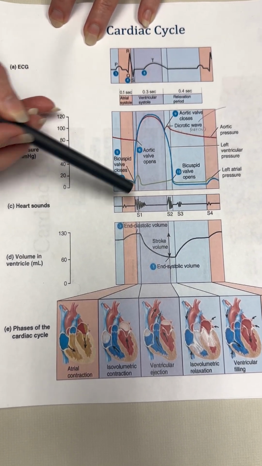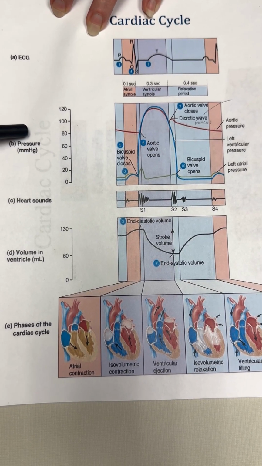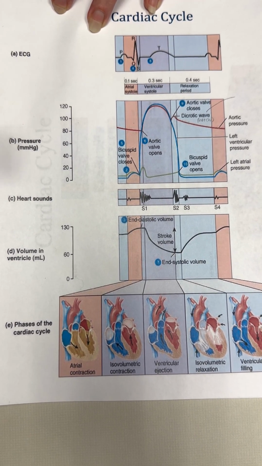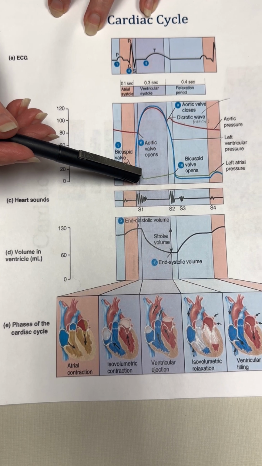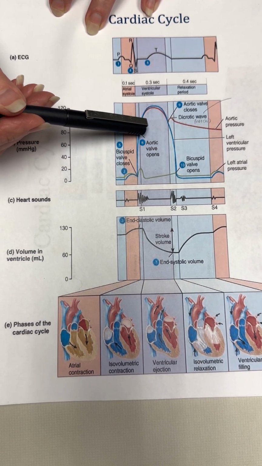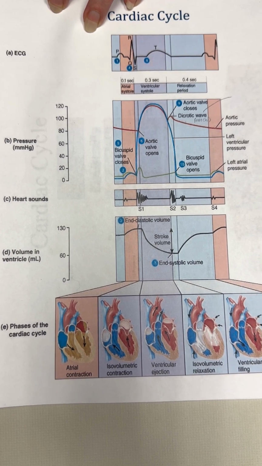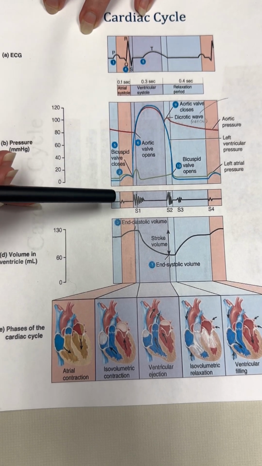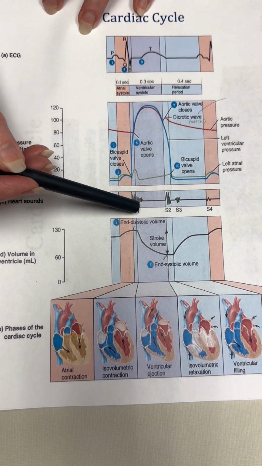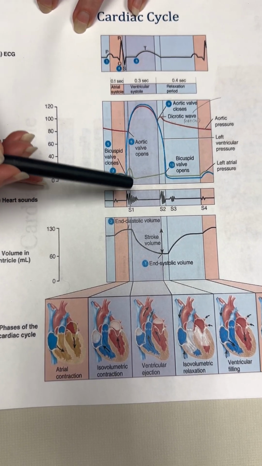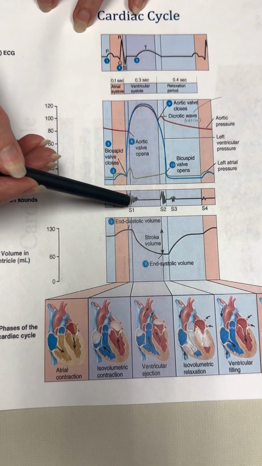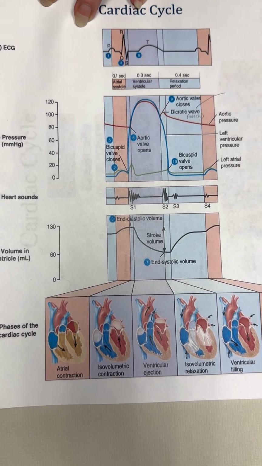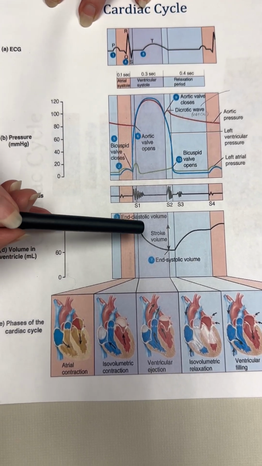If we follow this down to the pressure portion of this graph, we can see that not much is changing with the aortic pressure, but what we can see here is that the pressure, the blue line, represents the pressure in the left ventricle. That is increasing quite a bit here. Okay. If we follow this down to the heart sounds, we can hear the lub at this time of the lub dub, because the lub represents the sound of the blood hitting the AV valve after it's closed.